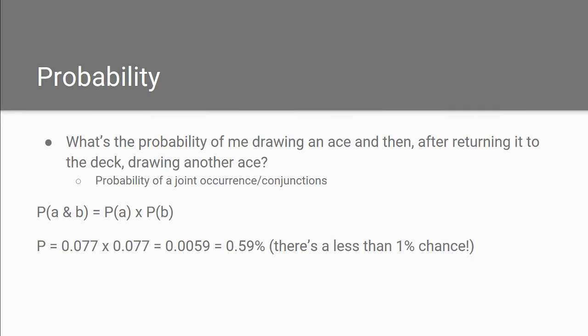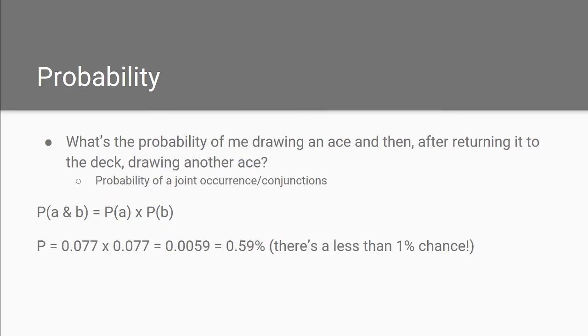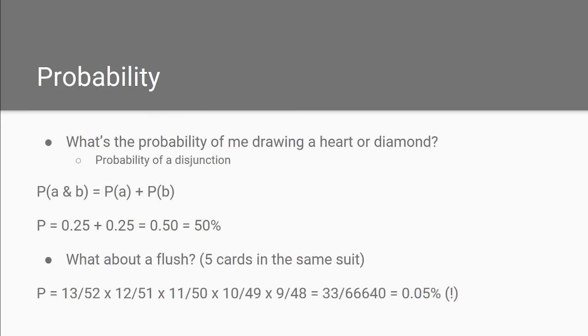So it's going to be 0.077 times 0.077, and that basically is a 0.59% chance. That's a less than 1% chance of me drawing an ace, putting it back, and then drawing another ace. Okay, that's a less than 1% chance.